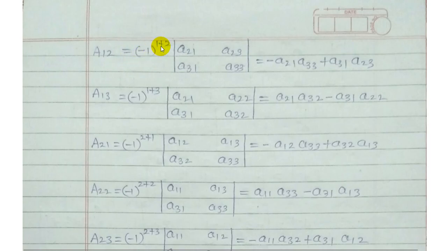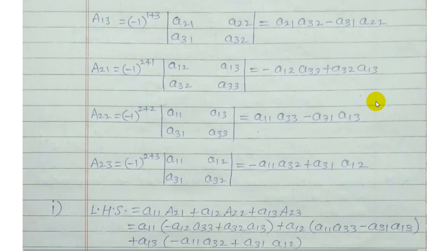A12 is minus 1 raised to 1 plus 2, same process. Here this is minus 1. So multiplying by the minus sign, we get minus A21 A33 and minus minus plus A31 A23. A13 is minus 1 raised to 1 plus 3, an even number, so minus 1 raised to 4 becomes plus 1. So this will be A21 A32 minus A31 A22. Similarly, A21 is minus 1 raised to 2 plus 1, this will be negative. So this will be minus of A12 A33 plus minus minus plus A32 A13.